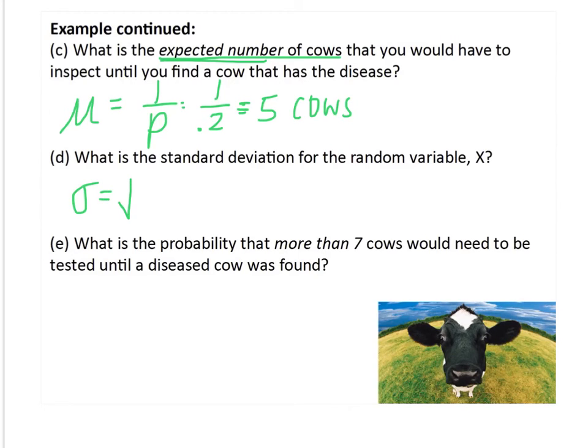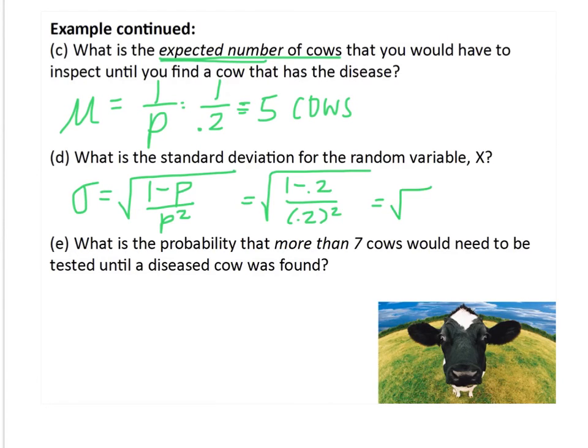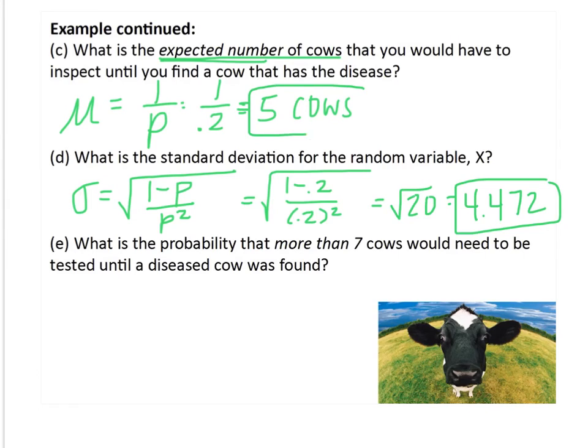What is the standard deviation? Well, the standard deviation is the square root of 1 minus p over p squared. So the square root of 1 minus 0.2 over 0.2 squared. Do that piece by piece in your calculator and you will get the square root of 20, which is 4.472. So the standard deviation, or sigma, is 4.472, and I found it by plugging into this formula and being very careful in my calculator.